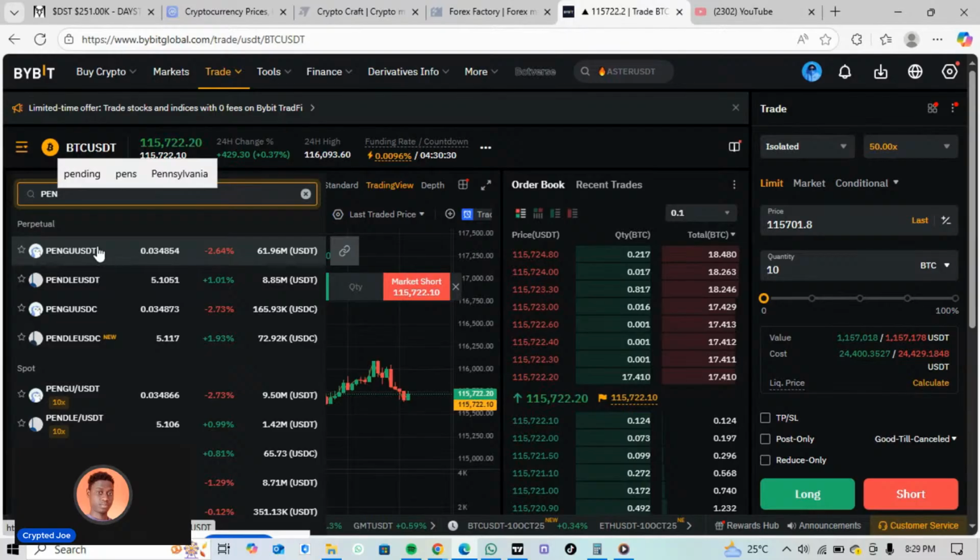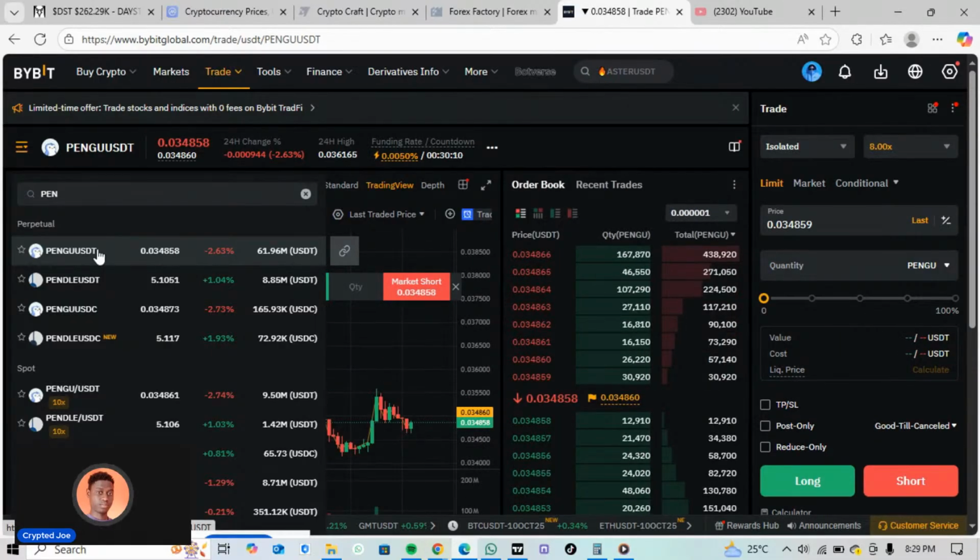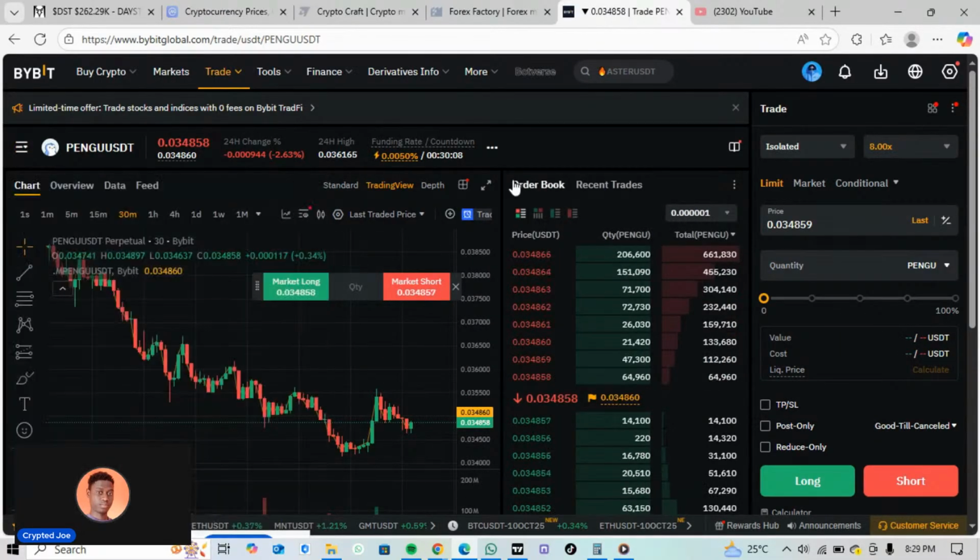This is Pengu USDT. On a mobile phone, you will see it in just one section. When you search, make sure you see USDT perpetual below the name of that coin. Then you know that's the right coin. So I'll select this one since it's under the perpetual section. It will automatically change from the current coin to my desired coin. So now this is Pengu USDT.